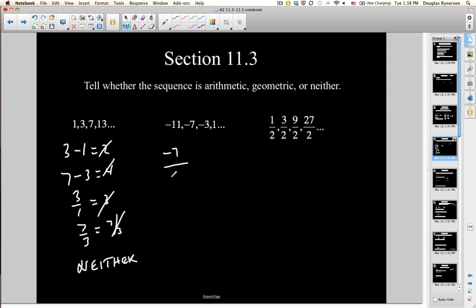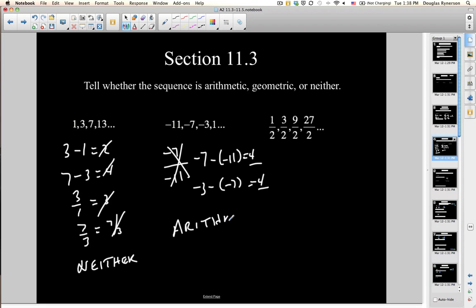-7 divided by -11, I'm checking for the ratio first, and you can see that -3 divided by -7 is not going to be a common ratio either. That's not going to work. -7 minus -11 is 4. -3 minus -7 is 4. So I have a common difference. This one is arithmetic. My common difference is 4.